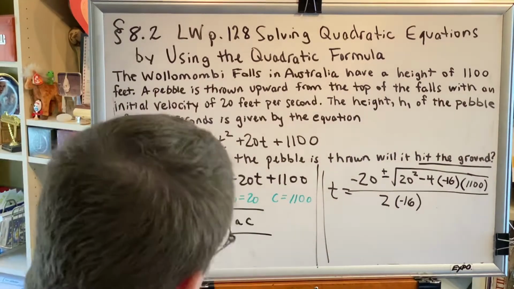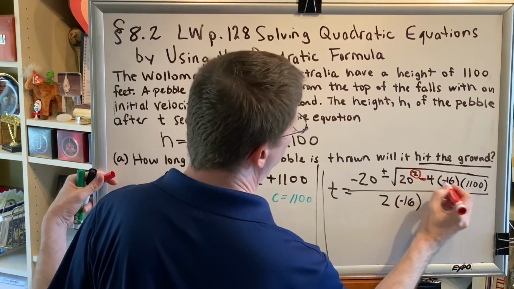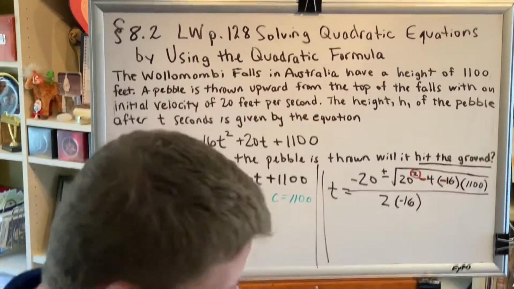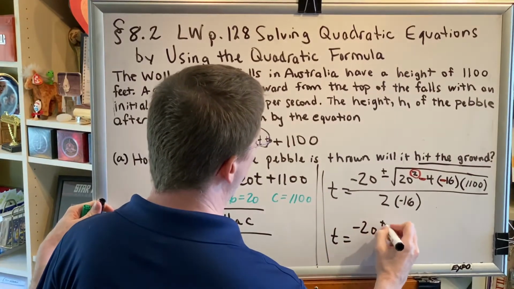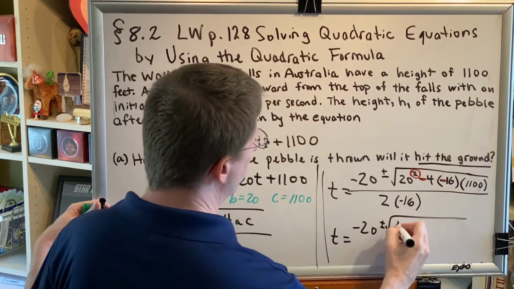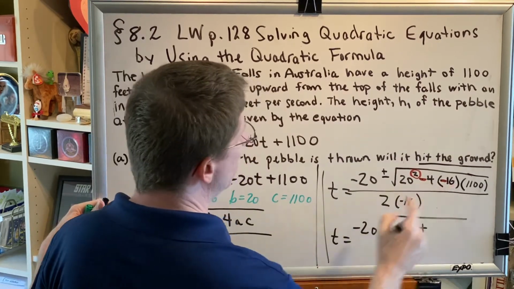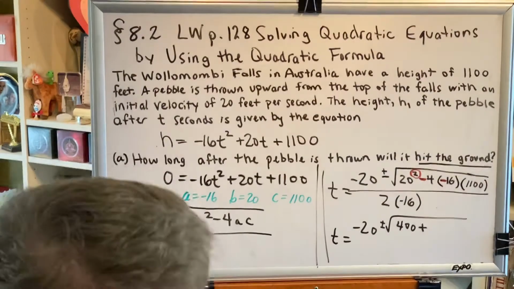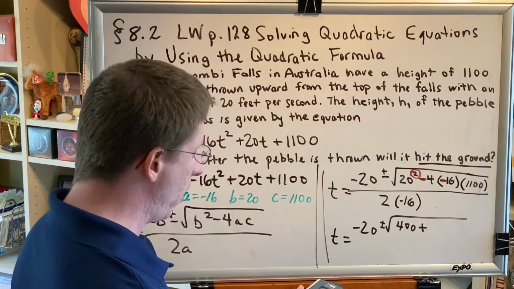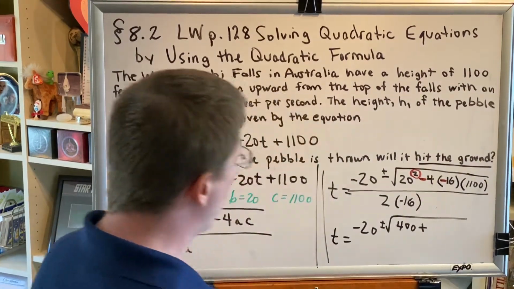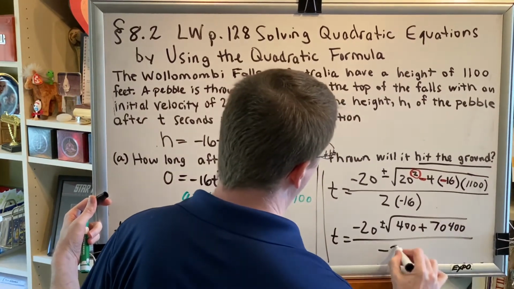All right, now we're going to begin simplifying. Here's my exponent of 2, so count the hyphens after that. 1, 2. That's even, so that means that we're going to be adding under our radical. So we get t equals negative 20 plus or minus the square root. 20 squared is 400. An even number of hyphens makes a plus. 4 times 16 is 64. And 64 times 1100 is a big number. 64 times 1100 is 70,400. All divided by negative 32.